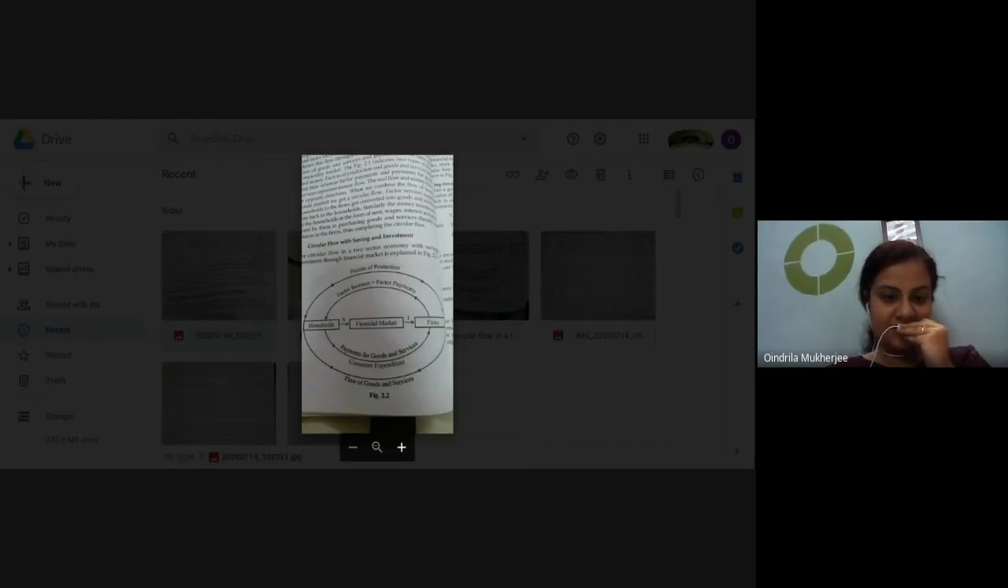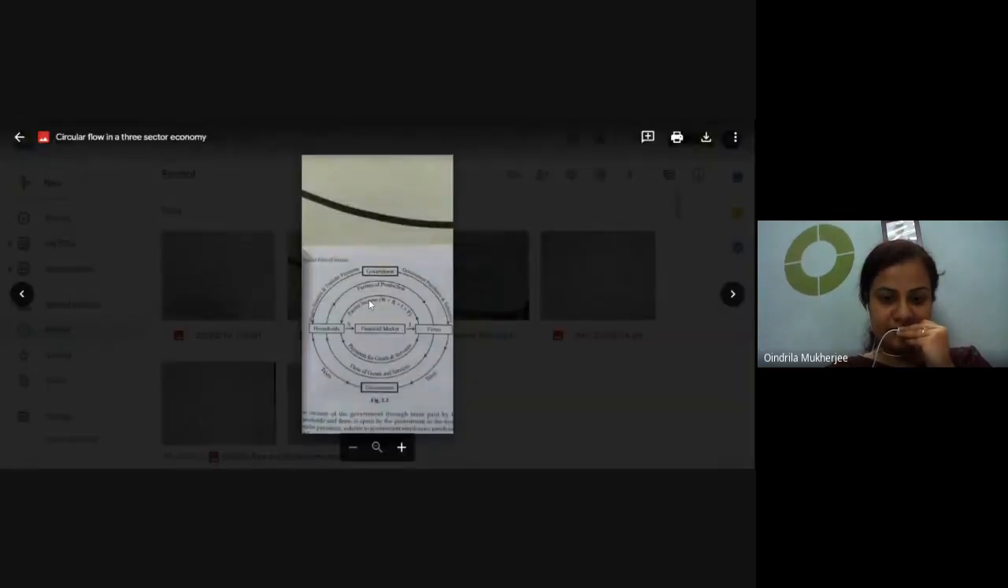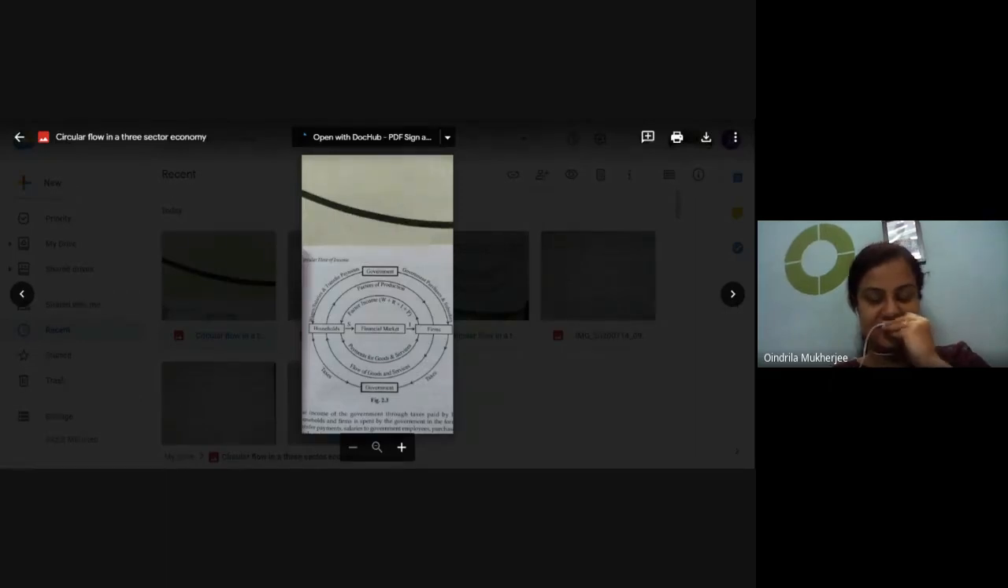Let us get back to the diagram you have to draw, and then I will start with the explanation. Can you see the diagram? Please draw the diagram of this three sector model. Then I am going to give the explanation of this.